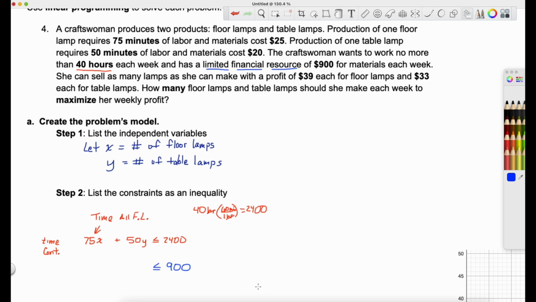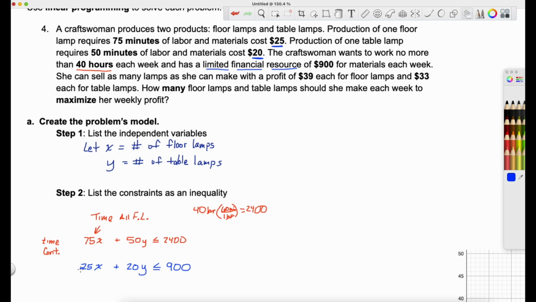So it's got to be less than or equal to 900. So what's our cost? It costs $25 here to make a floor lamp. 1 floor lamp, 2 floor lamps would be 50, 3 would be 75. So we're going to take the cost of each floor lamp and multiply it by the total number of floor lamps we have. We don't know what that is. It's X. So that goes there. And then table lamps are 20 times the number of table lamps, so this is going to be 20y.